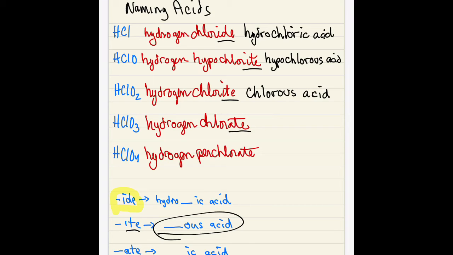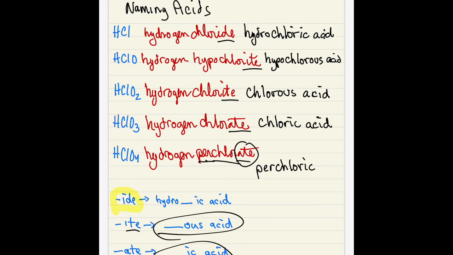The chlorate ending with the ate ending would change to ic acid, no hydro again, so hydrogen chlorate would be chloric acid. And hydrogen perchlorate, it's the perchlorate ion, ATE at the end, perchloric acid. Perchloric acid. These are your acid names, and the black letters there.